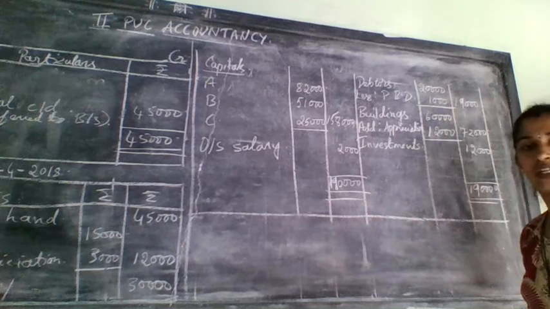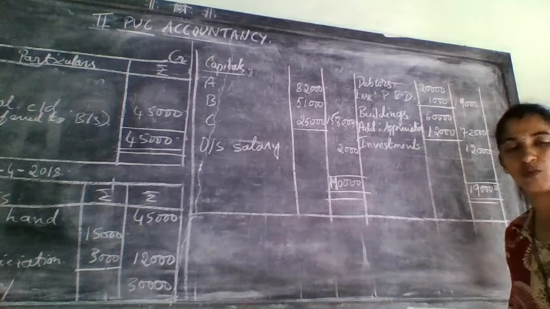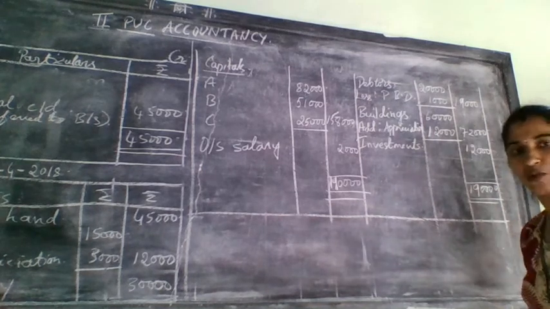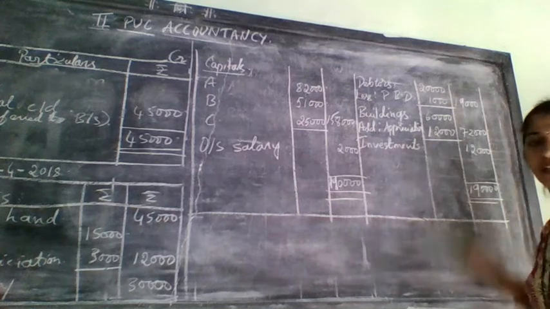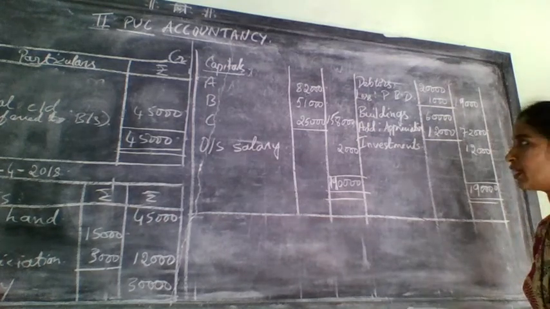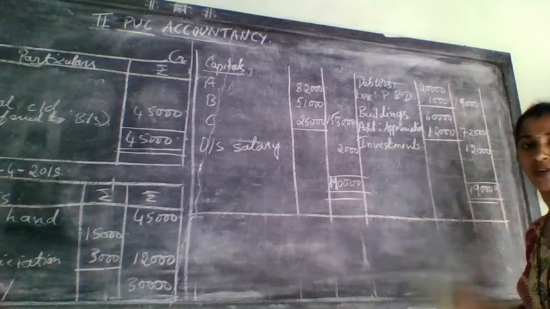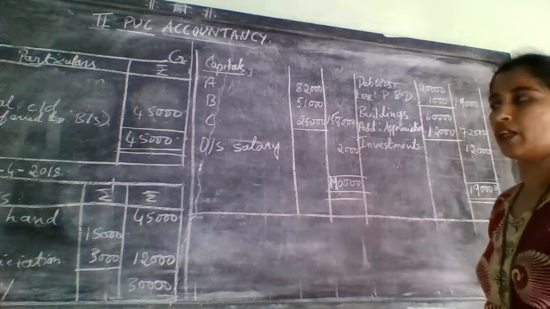Next comes investments. Investment, no other adjustment. Whatever it is in the old balance sheet, copy and write here, 12,000. So here the asset side is over. Now let us come to the liability side of the balance sheet.